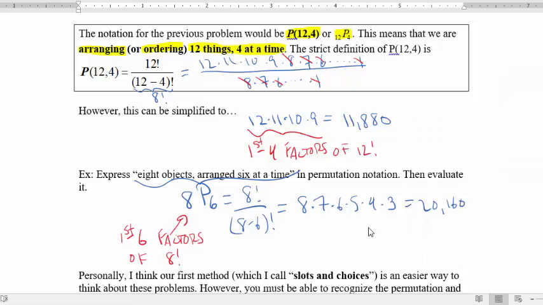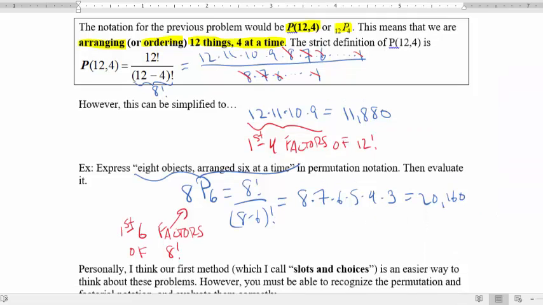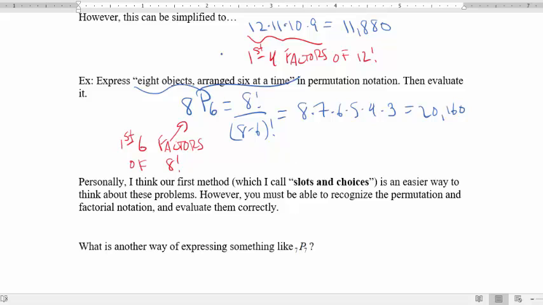I actually personally prefer the slots and choices method. I think that's the easier way to think about these permutation problems, because then you don't have to worry about thinking about the different notation. How do I write it? Is it factorial or is it P? I don't know, right? So that's the basic intro to permutations.